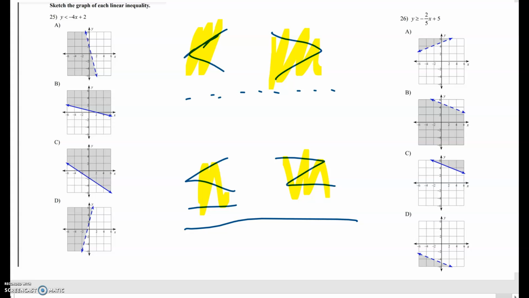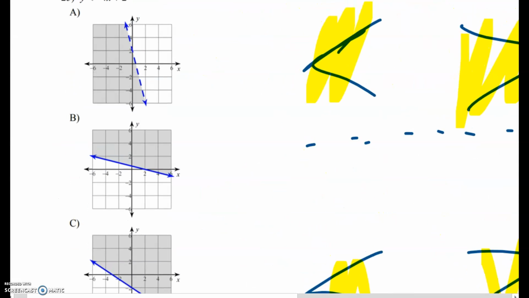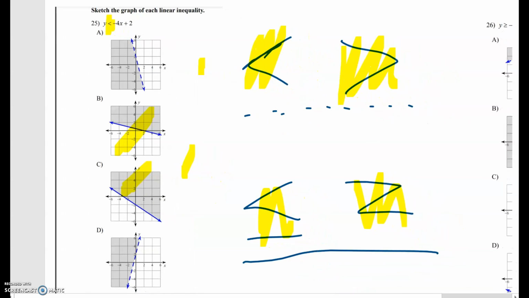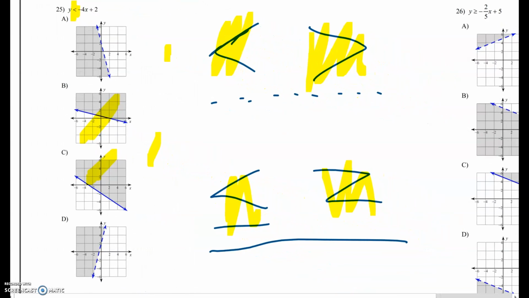So before I even do 25, I can narrow it down, right? I can look at this and say, hey, that's a less than symbol. So it's got to be a dashed line, and it's got to be shaded below. So it can't be B, and it can't be C, because those are solid lines. So it's got to be either A or D. Well, if I look at A, the shading's below the line. If I look at D, the shading's above the line. So it's got to be A.